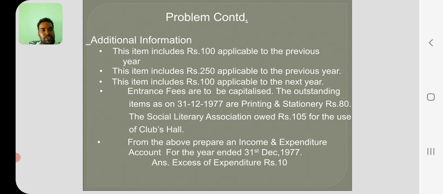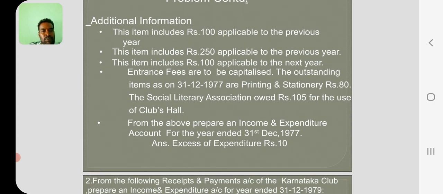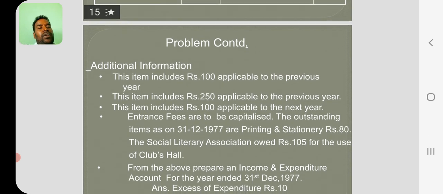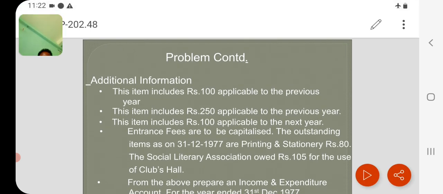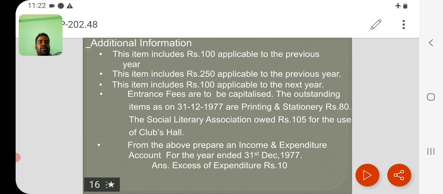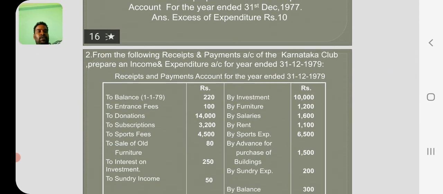So see here some additional information. This item includes 100 applicable to the previous year. This item includes rupees 250 applicable to the previous year. Entrance fee ought to be capitalized. Outstanding items as on 31/12/1977: printing and stationery 80. The Social Literary Association 105, user clubs hall. From the above, we need to adjust the receipts and payments account, and with the help of adjustments prepare the income and expenditure account.